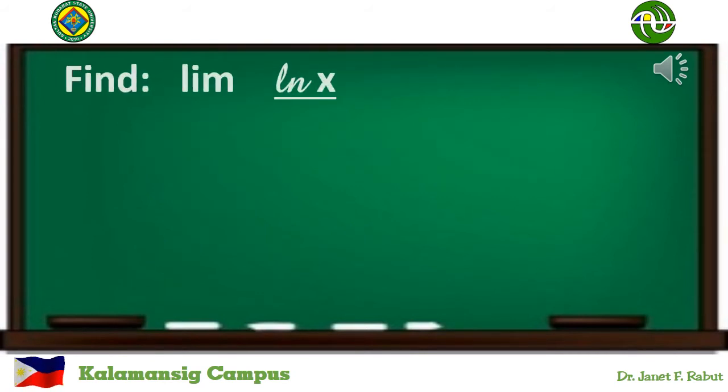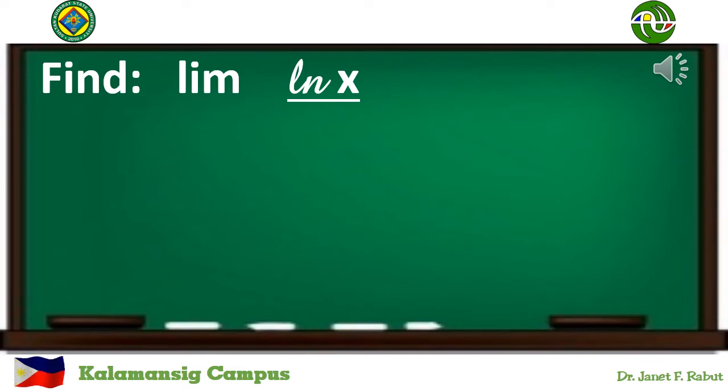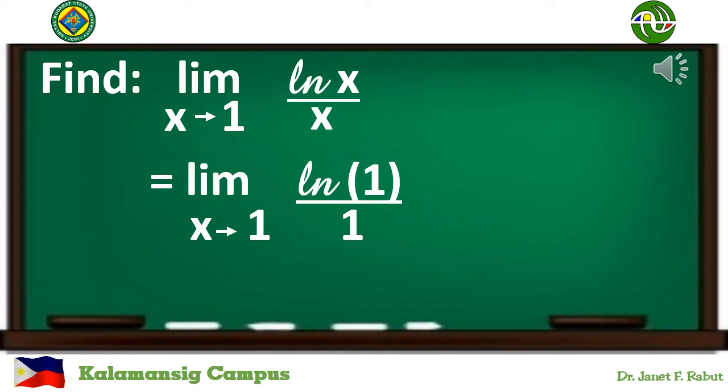Another example. Find the limit of the natural logarithm of x over x as x approaches 1. Here, we will plug in the value of x and then it will become the natural logarithm of 1 over 1 as x approaches 1. Now, the natural logarithm of 1 is equal to 0. Then we will write 0 over 1 equals 0. Therefore, the limit of the natural logarithm of x over x as x approaches 1 is equal to 0.